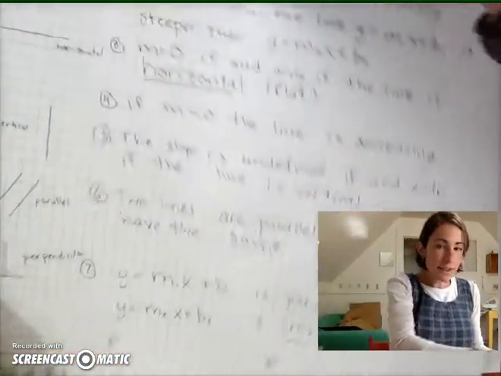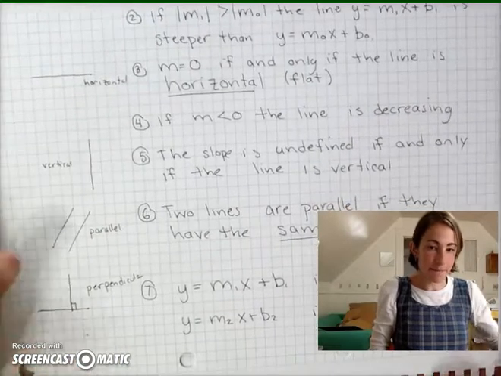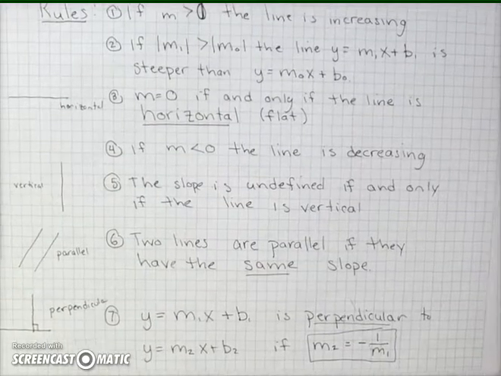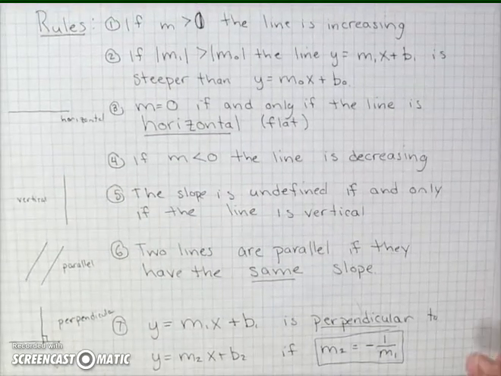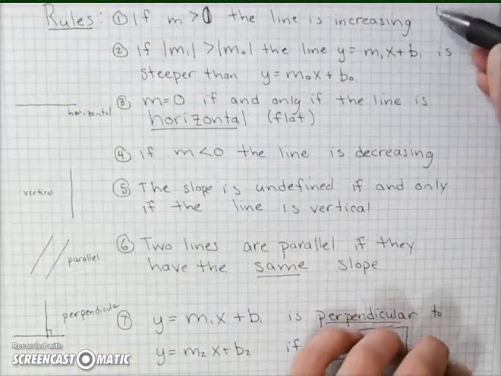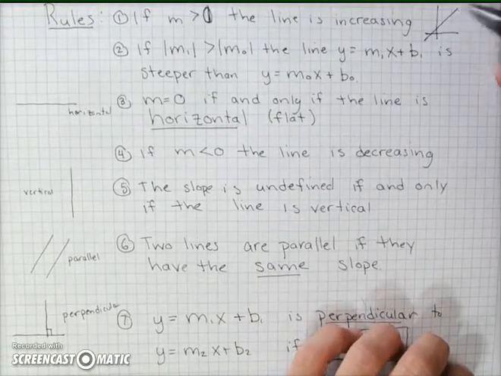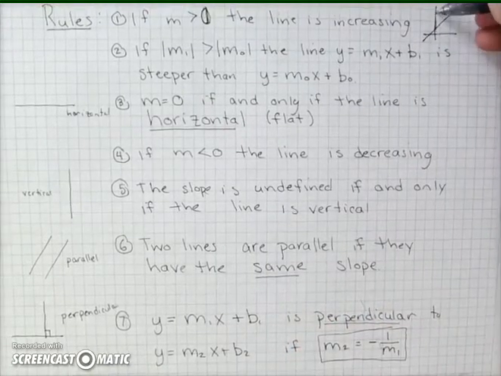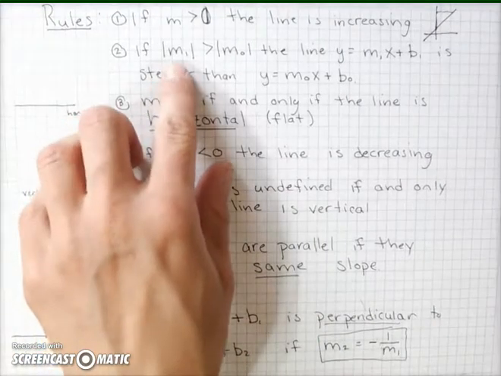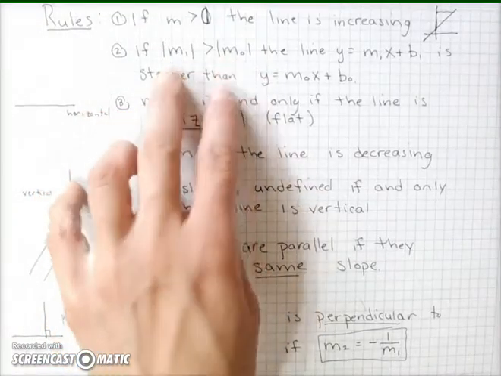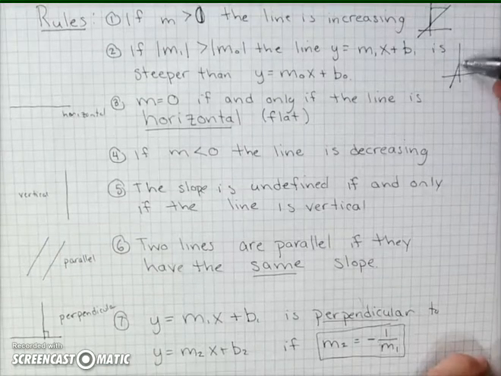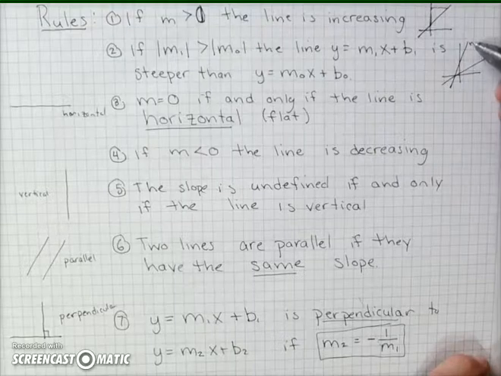Okay, so here are some rules written out for your perusal. Maybe I'll also include a PDF of these rules just as notes. But let's read through them together. If the slope is bigger than 0, the line is increasing. That's because the rise over the run, both of those will be positive numbers. If m1 is bigger than m0, so if we have two lines with different slopes, the one with the bigger slope will be steeper.